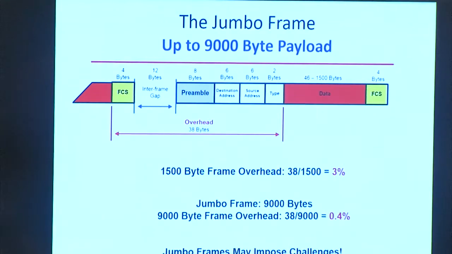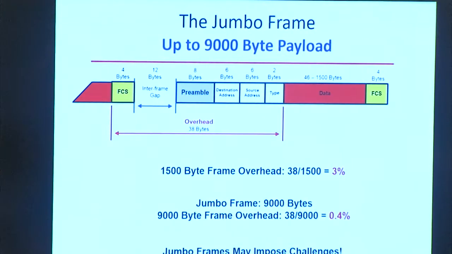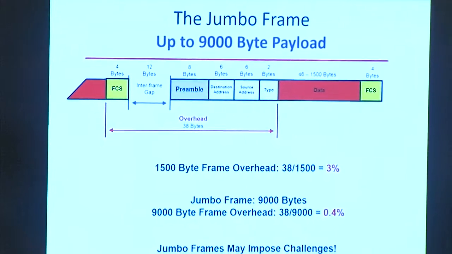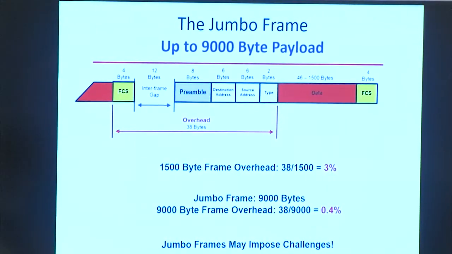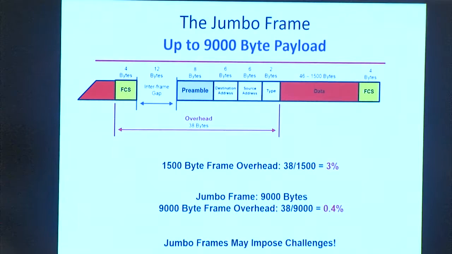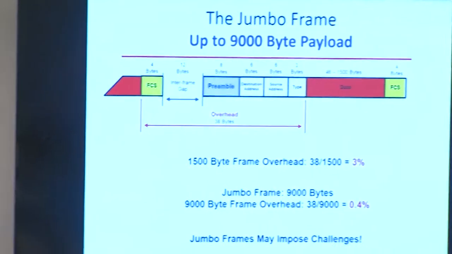jumbo frames can create problems. They create problems because often not all of my network infrastructure equipment can recognize a jumbo frame. If it can't recognize a jumbo frame, it's going to what? Be interpreted as a giant frame, which is an errored condition. And what does an Ethernet switch do with an errored frame? Throws it away. It's gone, okay?